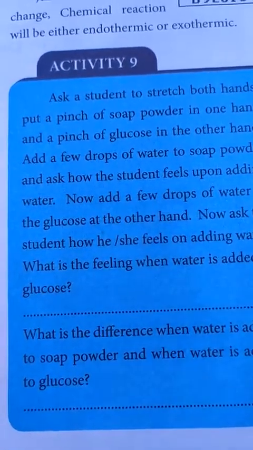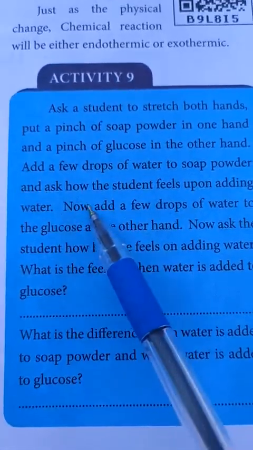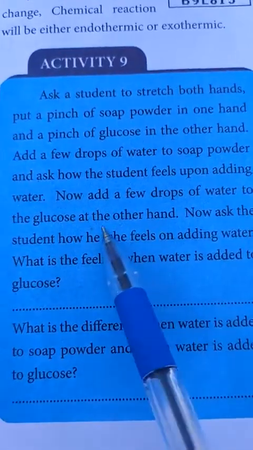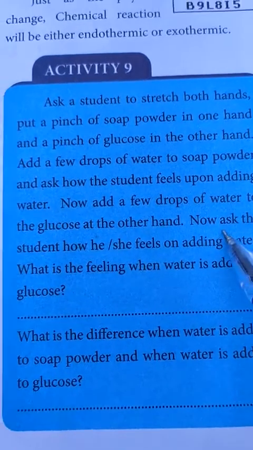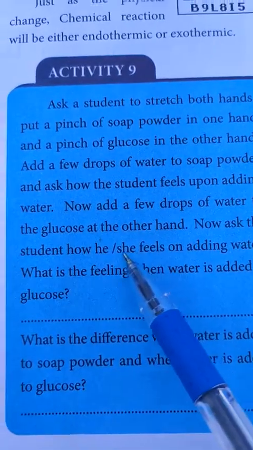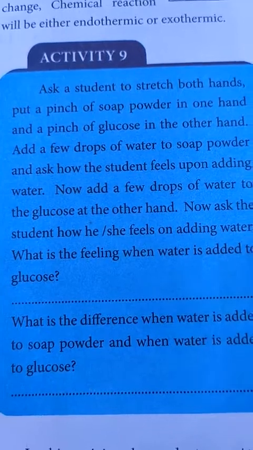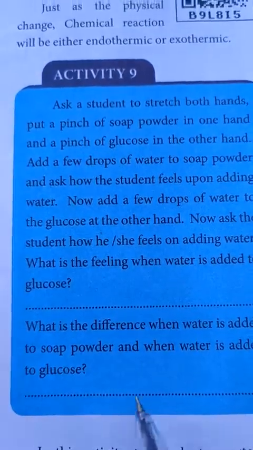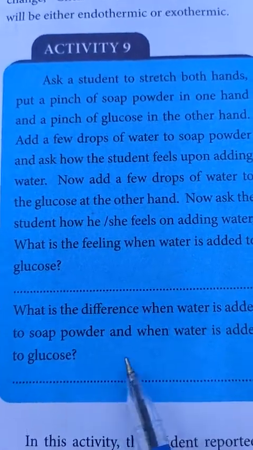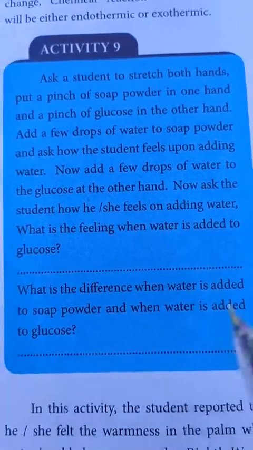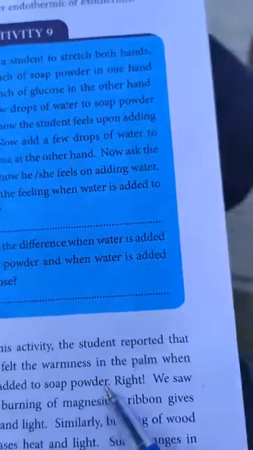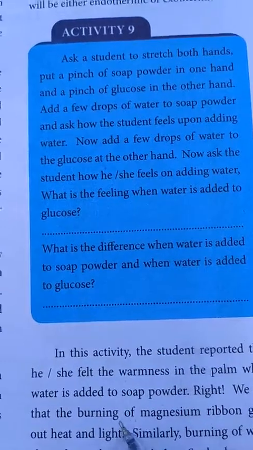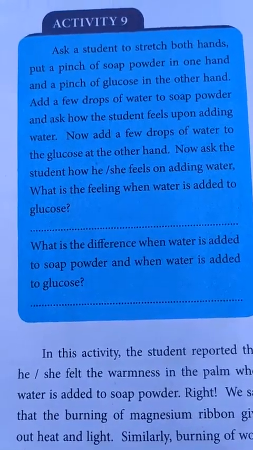Add a few drops of water to the soap powder and ask how the student feels upon adding water. Now add a few drops of water to the glucose in the other hand. Now ask the student how he or she feels on adding water. So what is the feeling when water is added to glucose? What is the difference when water is added to soap powder and when water is added to glucose? So in this activity, the student felt the warmness of the palm when water is added to soap powder, right?